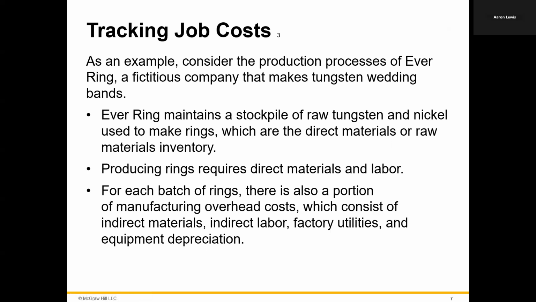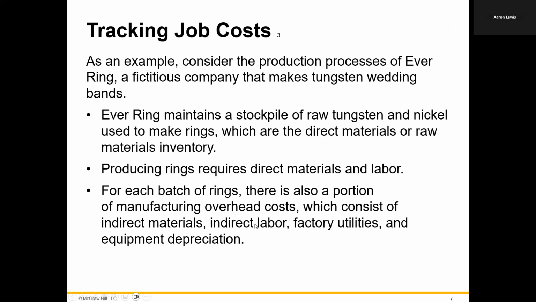So let's do an example right here. We're going to be Everring, and Everring produces tungsten wedding bands. We have a stockpile, a storage room somewhere full of tungsten and nickel that we use to make rings. Those are our direct materials or our raw materials for the production here. And we need somebody to turn those raw materials into a shaped wedding band. So labor is also something that is needed for production. We got direct materials, we got direct labor, and we can trace those right to the production of each specific line of wedding bands that we make.